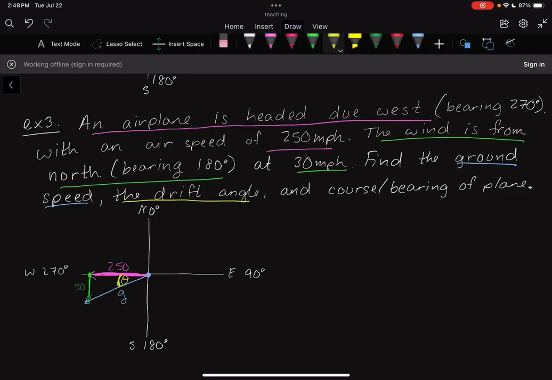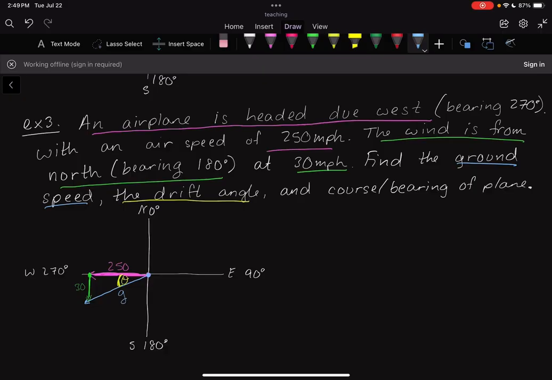And then lastly, we'll have the course or the bearing of the plane, and that'll be like the degrees of this blue line. Like where is this blue line actually going? So first, let's go ahead and find our g. So we're finding our ground speed.